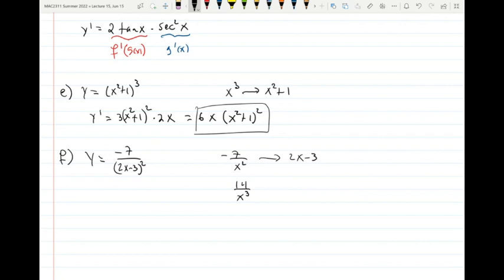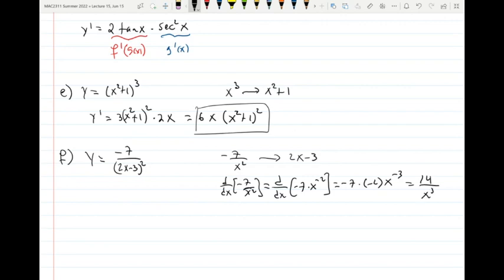Do I need to write this down, or do you understand? Please write it down. So the derivative of negative 7 over x squared, you just write that as negative 7 times x to the negative 2. Negative 7 is a constant, so you keep it there, and then power rule. Negative 2 comes down, and then x to the negative 3. So that's where you get the positive 14, and then the x cubed in the bottom. And the derivative of 2x minus 3 is 2.